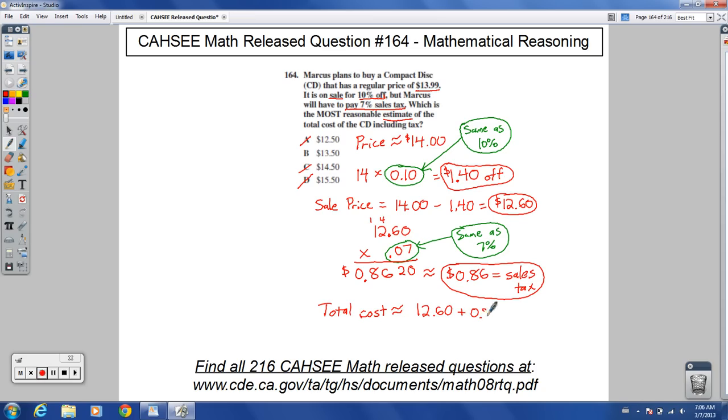So the total cost is going to be about this sale price, $12.60, plus the sales tax, 86 cents, which, if we add those things together, would be $13.46, which is about, or closest to, $13.50 in our answer choices. So this one, 164, choice B, is the correct choice.